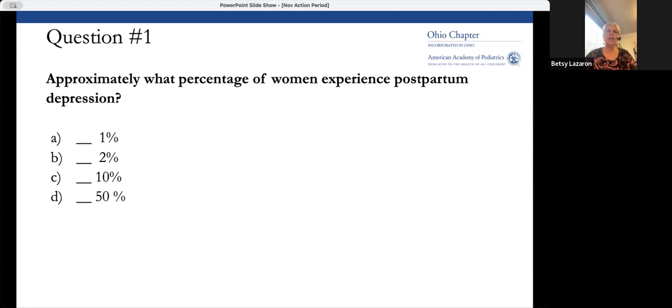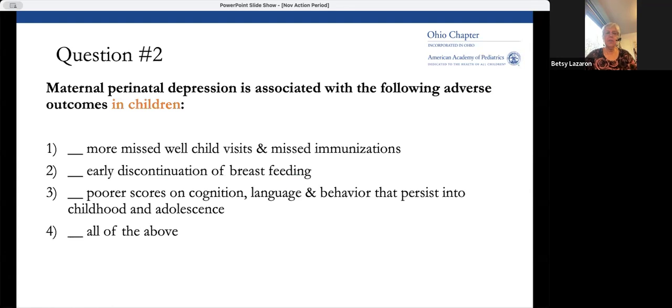Going to go through 4 little quiz questions of things you can expect to get answers to during this talk. Approximately what percentage of women experience postpartum depression? 1%, 2%, 10%, 50%? Make your guesses now. You'll hopefully know the answer by the end of this. Question 2. Maternal perinatal depression is associated with the following adverse outcomes in children: more missed appointments, early discontinuation of breastfeeding, poorer scores on cognition, language, and behavior that persist into childhood and adolescence, or all of the above.